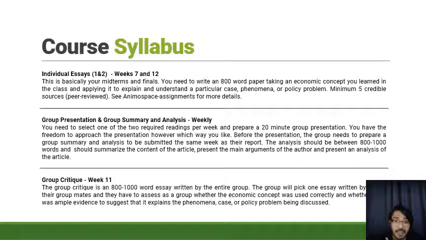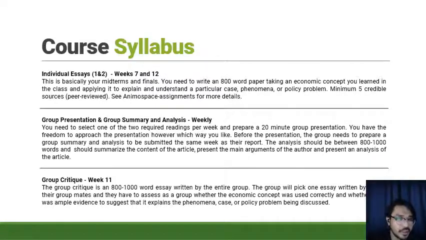Next up is the group summary and analysis. So the analysis needs to be anywhere between 800 to 1,000 words per group. And you should summarize the content of the article, present the main arguments of the author, and present an analysis of the article, right? So you're looking at the evidence being used. Is it sufficient? Does it explain the phenomenon well, or does it explain the case well?